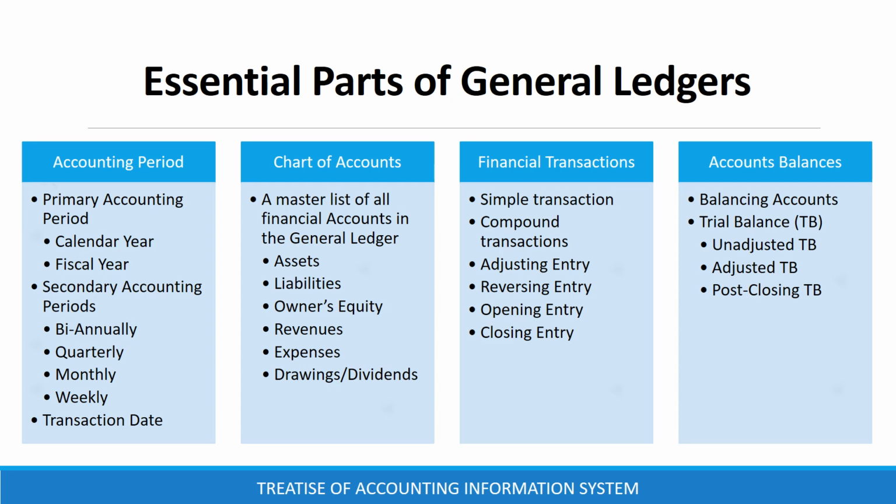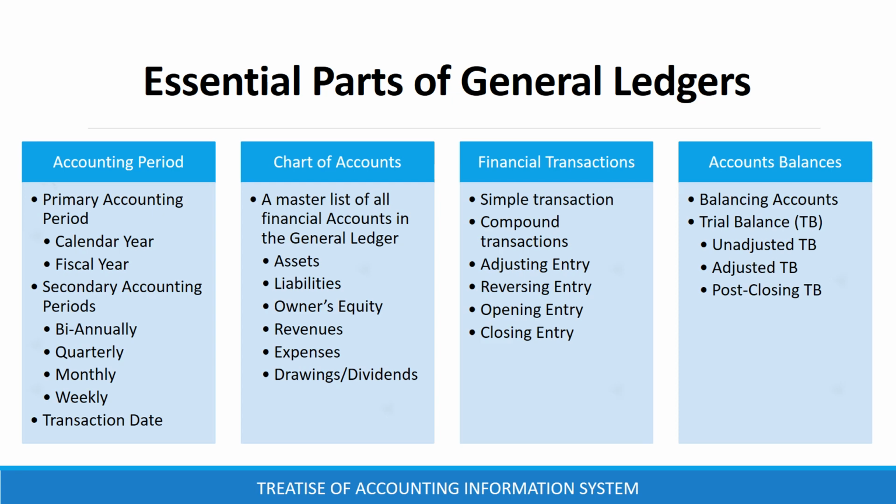However, there can be a secondary accounting period, which can be either biannually, quarterly, monthly, or even weekly. Every financial transaction is recorded in the general ledger on a specific transaction date within an accounting period. Financial transactions that are within the same accounting period are grouped, summarized, and reported together.